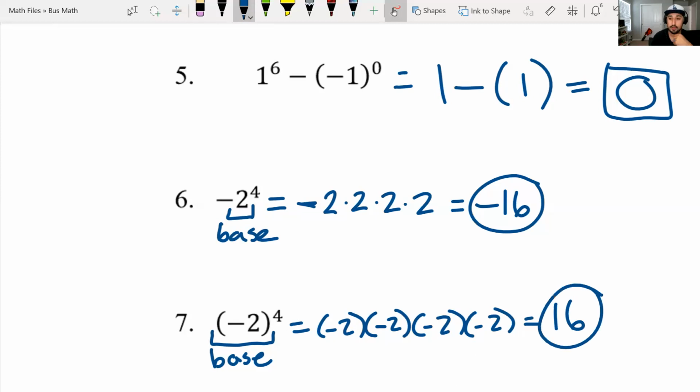-8 times -2 is +16. So this is when I tell you parentheses are important. You get 2 different answers. Okay, who runs the world? Not Beyonce. It's parentheses. Parentheses run the world.